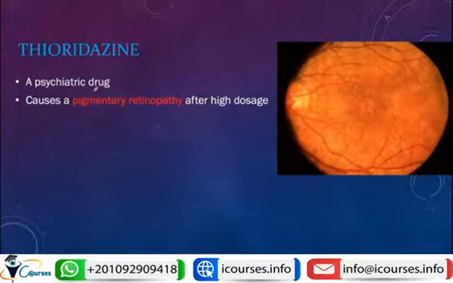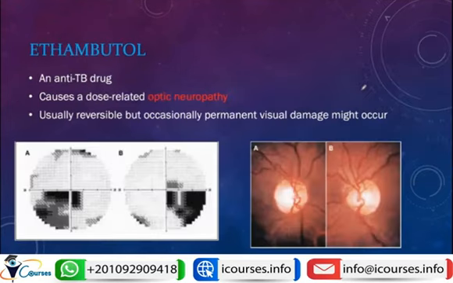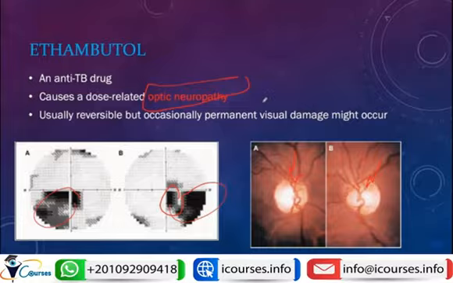Thioridazine is an antipsychotic drug characterized by the presence of pigmentary changes, or pigmentary retinopathy, in the fundus. And as we said, ethambutol is an antituberculous drug that causes toxic optic neuropathy. So it can cause, as you can see here, pallor of the optic nerve and can cause central and centrocecal scotoma, leading to visual loss.